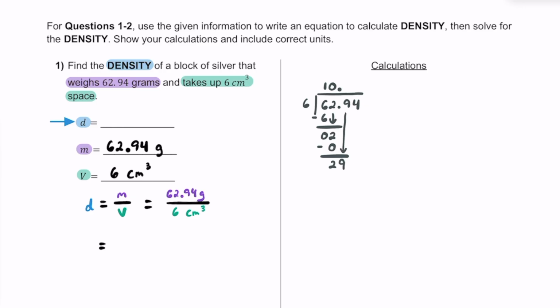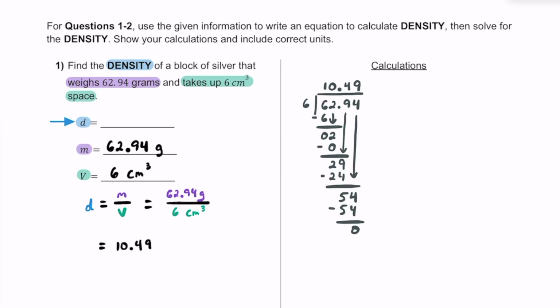Now, 6 into 29 goes in 4 times. 4 times 6 is 24. We're going to be left with a remainder here of 5. Finally, if we bring down this 4, this is 54, and so 6 into 54 is going to be 9 times. 9 times 6 is exactly 54, so this works out really nice. So we have a quotient here of 10 and 49 hundredths, and this is basically telling us the density of this block of silver. So we're going to say this is going to be 10 and 49 hundredths.